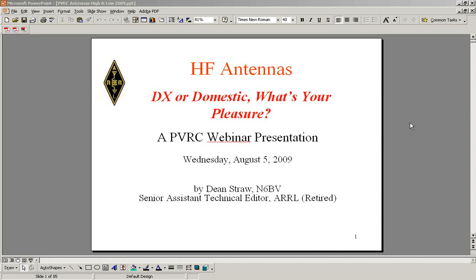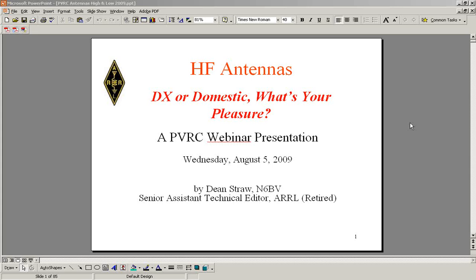Well, modern modeling has proven that that's not true. Quads are, however, much easier to make multiband antennas than Yagis. They seem to be a little bit less sensitive to the interactions between the bands, a little less, I say.